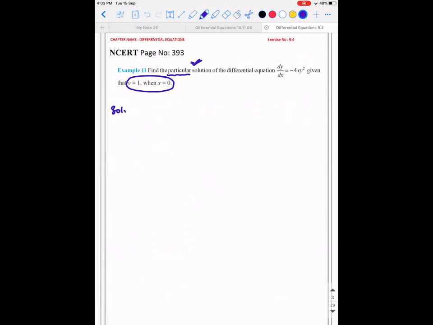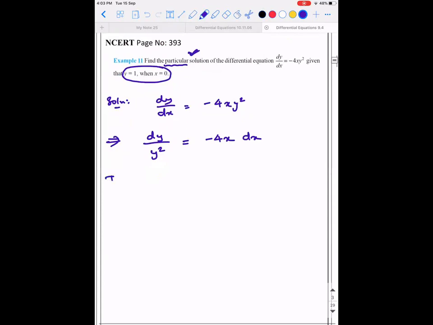Now observe, the equation is dy by dx is equal to minus 4x y square. You need to verify whether on the right hand side, is there a possibility for you to separate y and x separately? In this question, is there a possibility? Yes, sir. So what can we do? dy should be combined with y square, and minus 4x should be combined with dx. Right? We are able to do this.